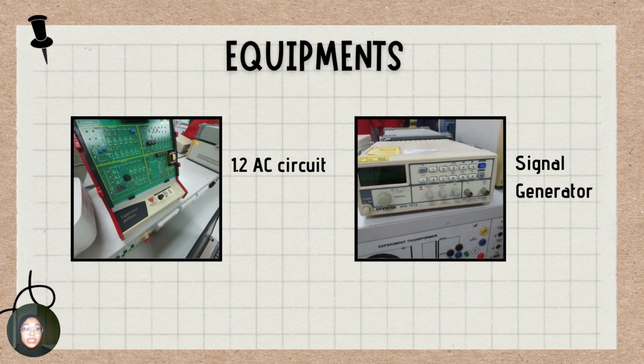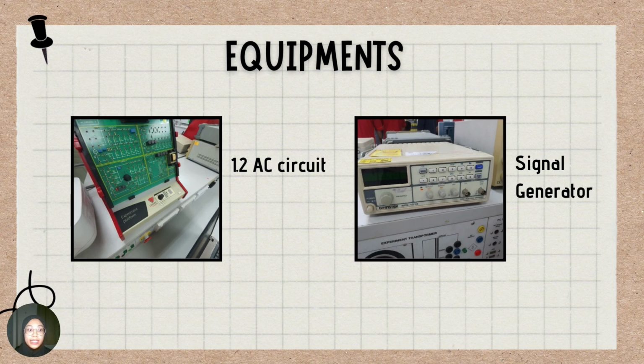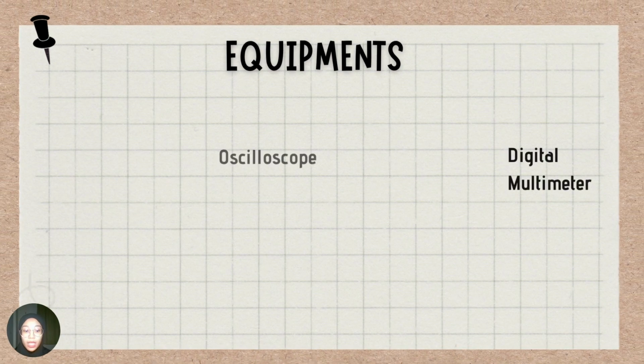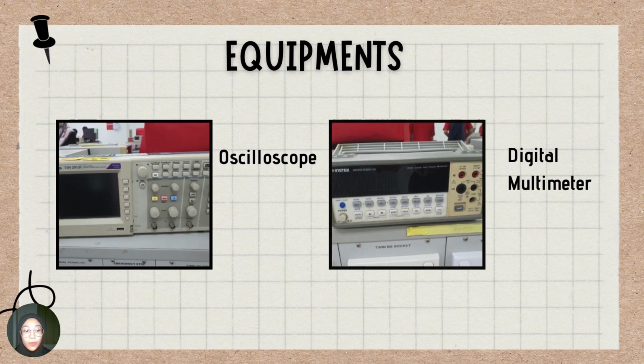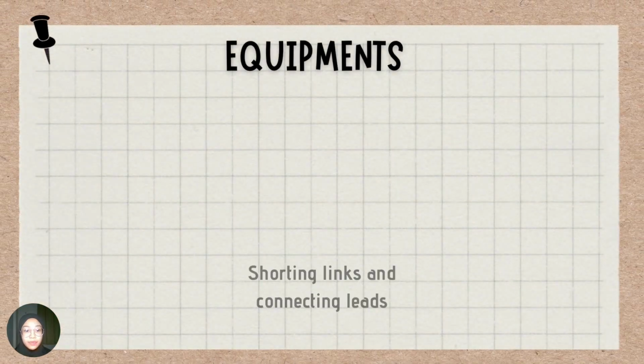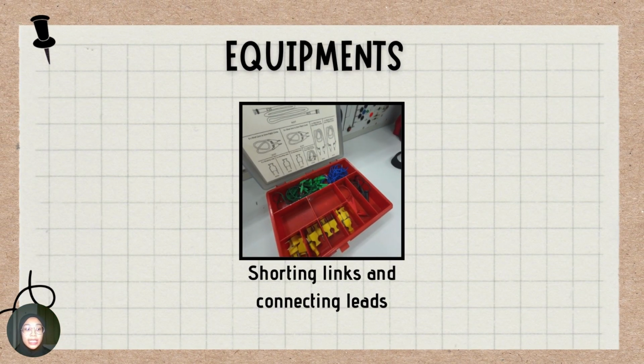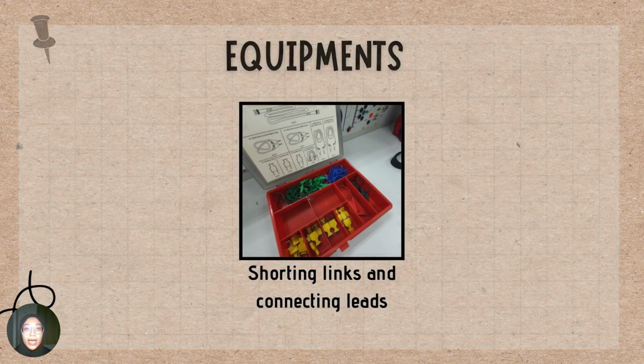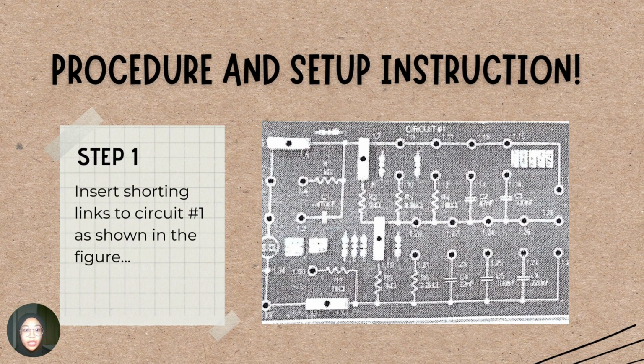The next part is equipment. Some of the equipment that I have used is the 1.2 AC circuit module, a signal generator, and an oscilloscope to check the phase voltage. I'll also be using a digital multimeter to see the voltage and current from the signal generator we use for the frequency. Another one is shorting links and connecting links for our AC module. For the next part, I will be explaining the procedure and setup instructions.